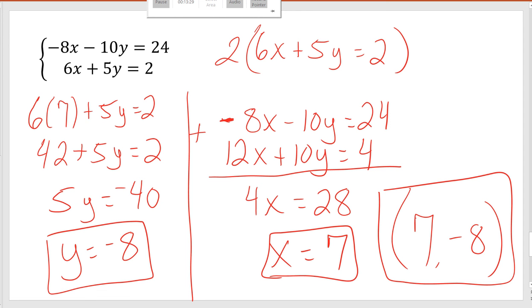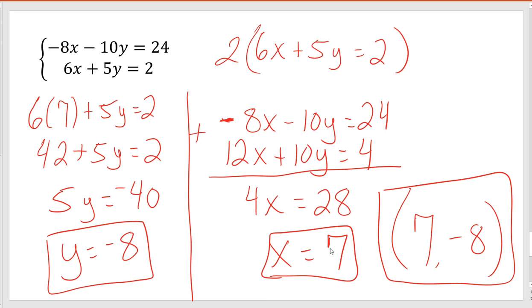All right, the first practice problem here, this bottom equation. I can multiply the bottom equation by 2, and that allows me to eliminate my y term. Let's see what happens here. The entire bottom equation gets multiplied by 2. It leaves me with 12x plus 10y equals 4. So now I've got negative 10y in the top equation, positive 10y in the bottom equation. I can add these two together. I'm left with 4x equals 28. Divide both sides by 4, and x equals 7.